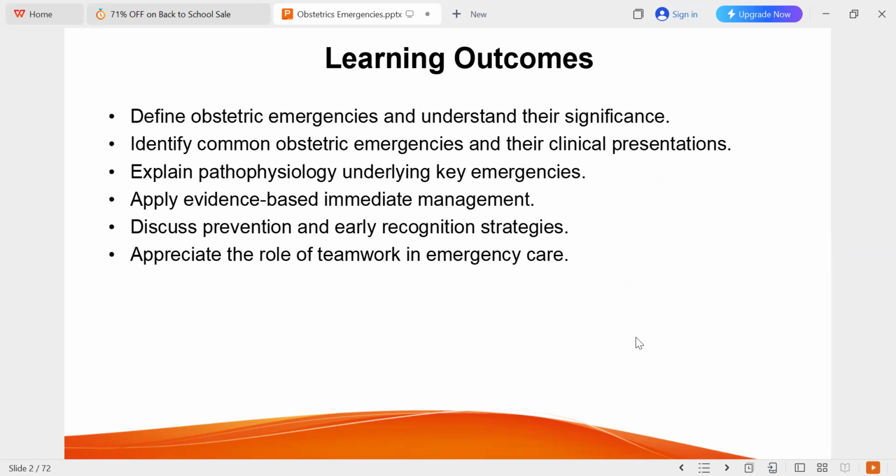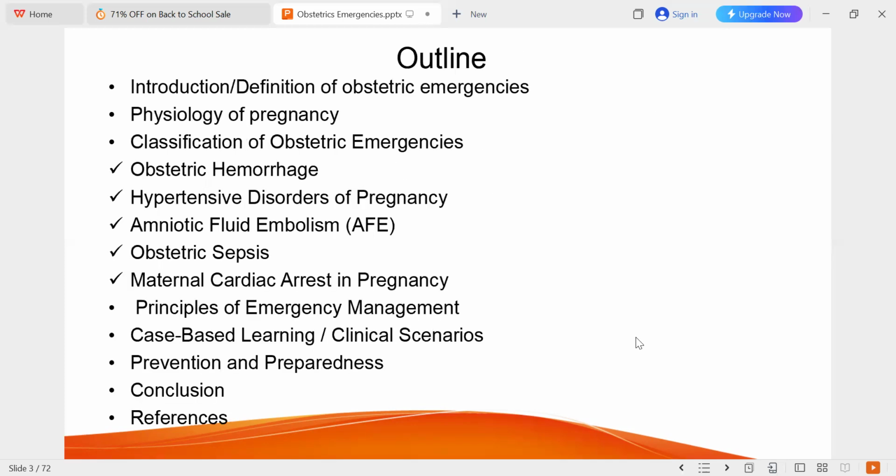We want to identify some common emergencies and how they present. Explain pathophysiology, apply evidence-based immediate management, and early recognition strategies is important. And also at the end, we should be able to appreciate the role of teamwork in managing these obstetric emergencies. So we'll follow this outline this evening.